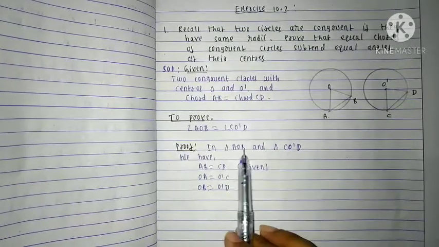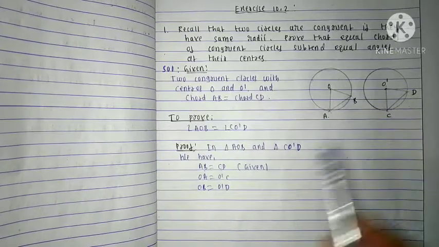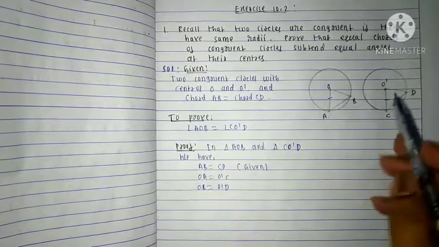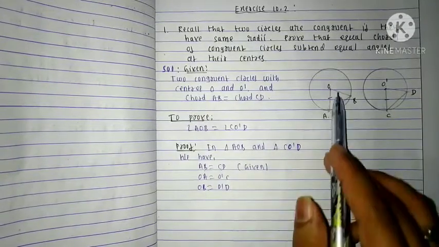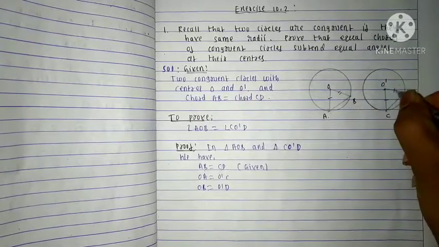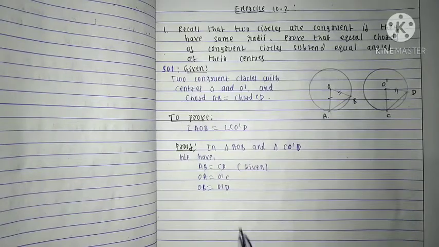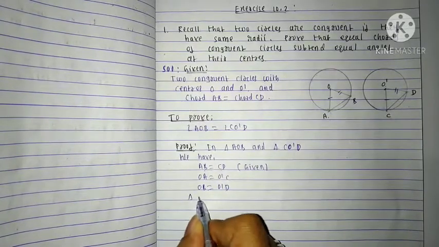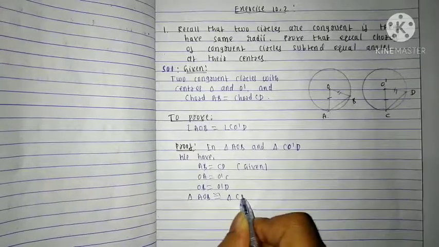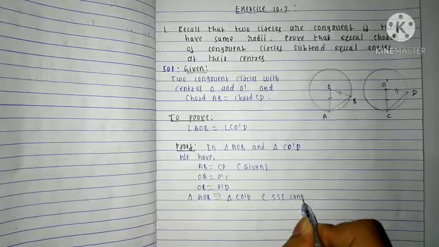So in triangle AOB and triangle CO'D, what do we have here? AB is equal to CD, OA is equal to O'C, and OB is equal to O'D. So what can we say now? Yes, we can say that triangle AOB is congruent to triangle CO'D by the side-side-side congruency rule.